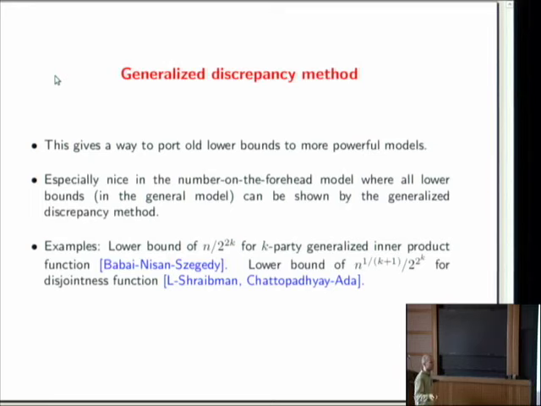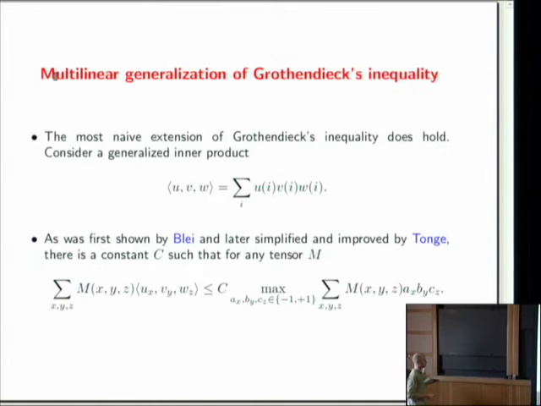Which is maybe already interesting even if you're not interested in quantum, because it tells you that this generalized discrepancy method isn't going to show a lower bound better than root n for three-party disjointness. So if you want to show better lower bounds for three-party disjointness, you're going to have to come up with some new method.